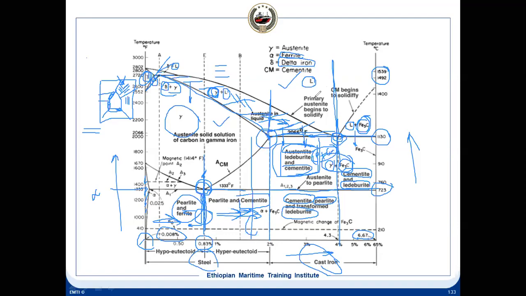Yes, sir. What I was understanding before is that you draw here on the joint point the vertical line. Yeah. So from the vertical line to the cast iron side, from the line on the graph, if it is below, it should have to be solid, because above that is liquid.